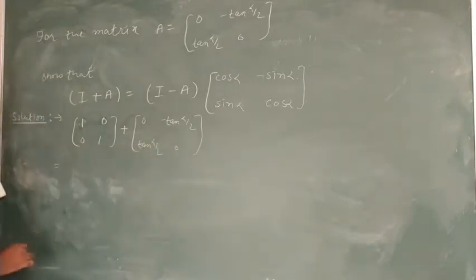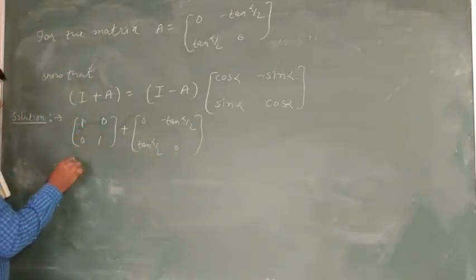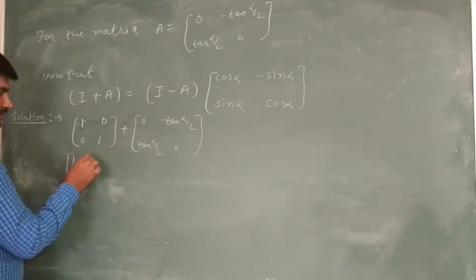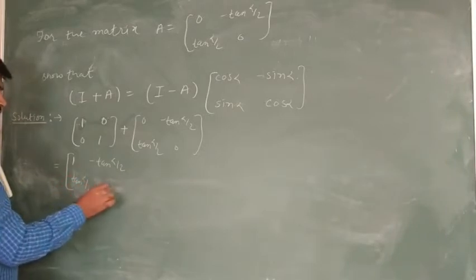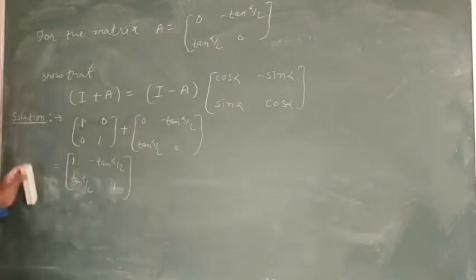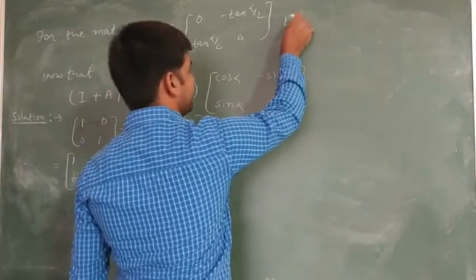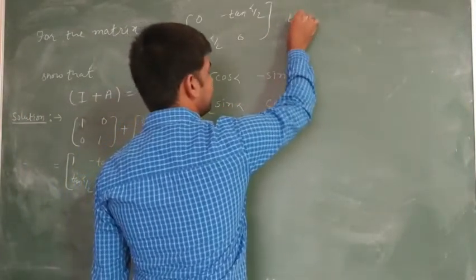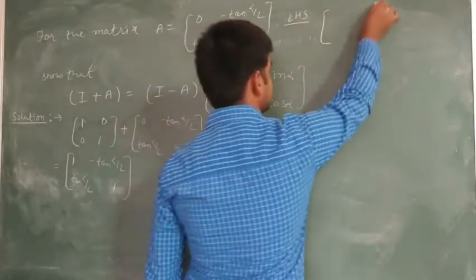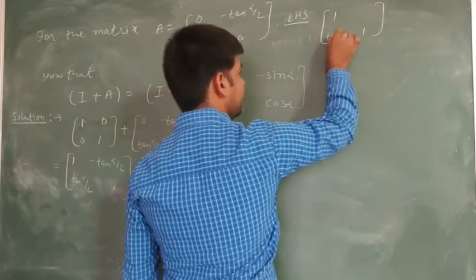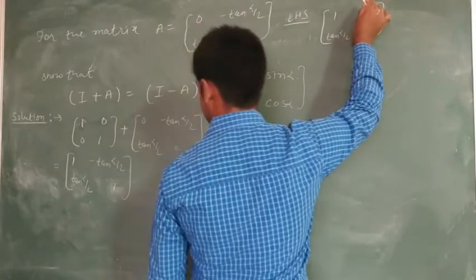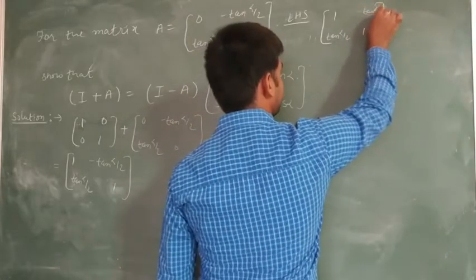When you add both of these matrices, you get a matrix [1, minus tan alpha upon 2; tan alpha upon 2, 1]. This is the simplest form of LHS. So you have to keep in your mind the simplest form of LHS. LHS we got as a matrix with elements 1, 1, tan alpha upon 2, and minus tan alpha upon 2.